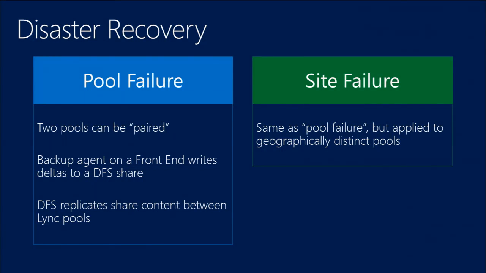And from the point of Lync Server 2013, one of the things about disaster recovery is this pool pairing is great, and you invoke it, right? So I'm at pool A. I want to fail it over to pool B. What if I don't invoke that?